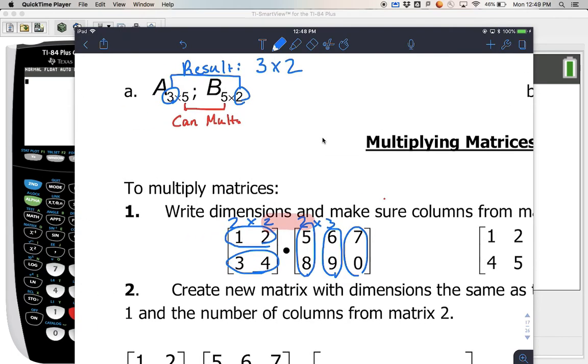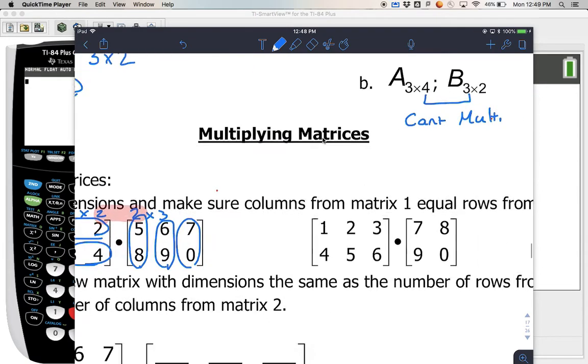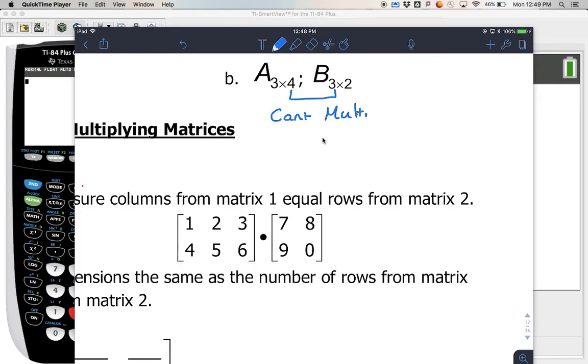So this result is going to be a 2 by 3. If you look at this one right here, you're going to have a 2 by 3 matrix, and then the second one's a 2 by 2. Since those middle terms don't match up, you can't multiply these.